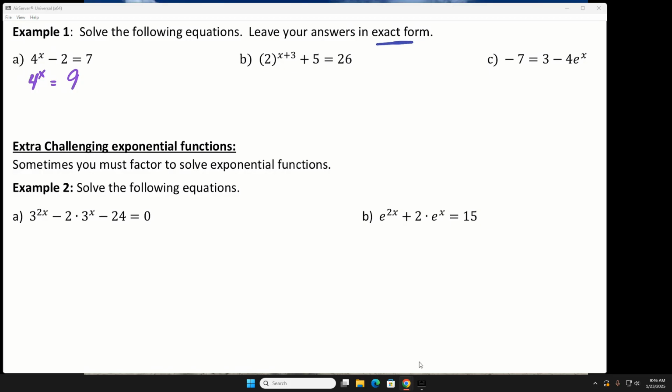we're going to write it in logarithmic form. So when we write in logarithmic form, we start with the word log.